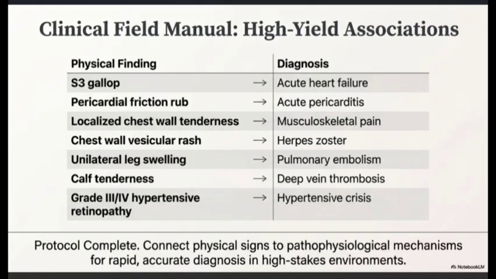S3 gallop is heart failure, precordial friction rub is pericarditis, localized chest wall tightness is musculoskeletal pain, chest wall vesicular rash is herpes zoster, unilateral leg swelling is pulmonary embolism, calf tenderness is DVT, and grade 3 or grade 4 hypertensive retinopathy is hypertensive crisis. Protocol should be rapid and to the point, and nothing is worth omitting in this scenario in the physical examination of a patient with chest pain.